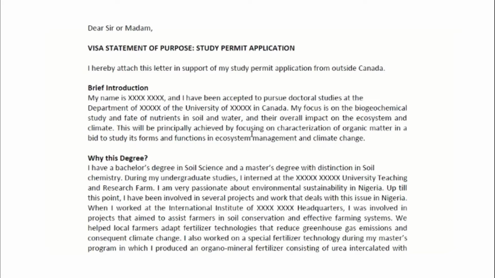I focused on these keywords because that's what my program is about: climate change, ecosystem management, the environment. So I make sure that those keywords are also reflected in my history.